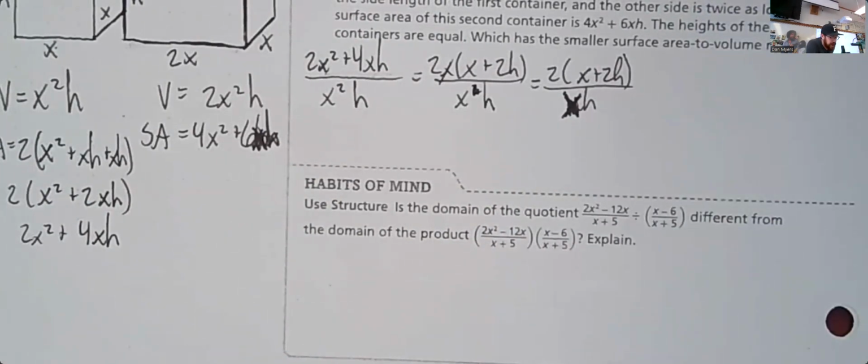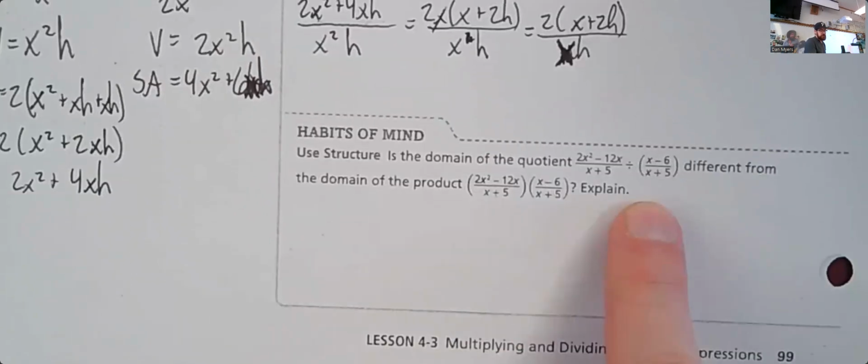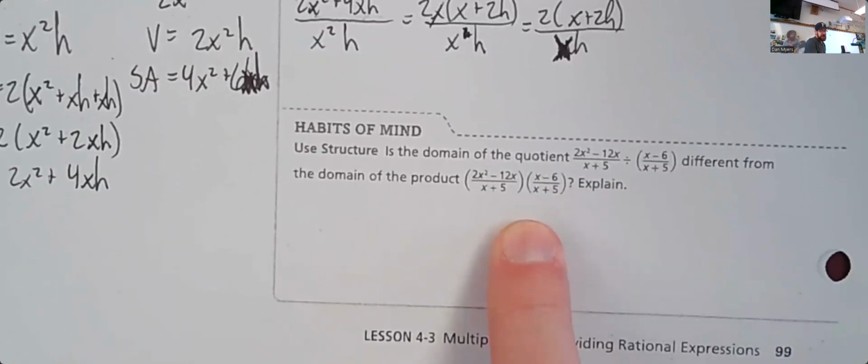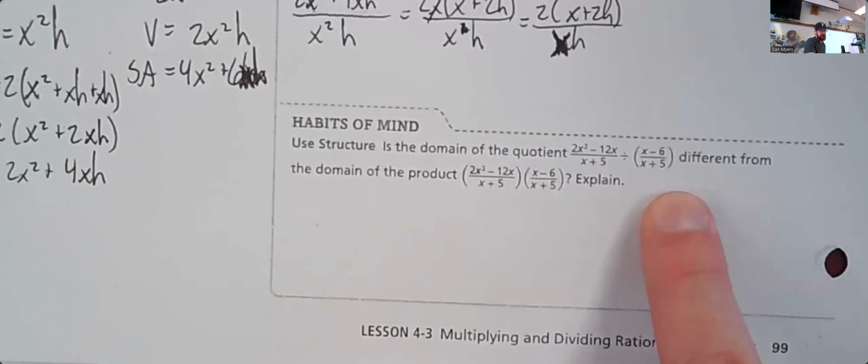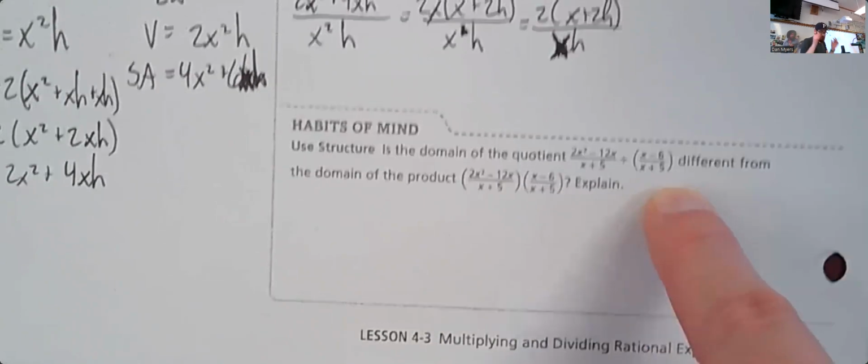Is the domain of the quotient different from the domain of the product? Oh, okay, well, definitely. So this last question here, is the domain of this quotient different than the domain of the product? The answer would be yes, because you'd have to multiply by the reciprocal. So we would definitely get a different domain. Once you flip that over, it changes what the domain ends up being. Okay.